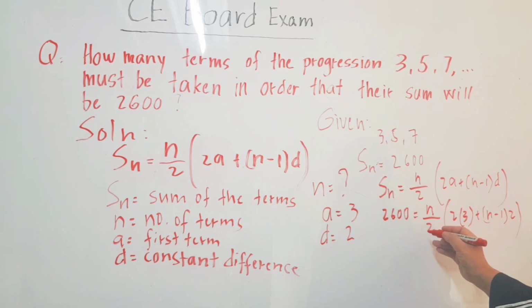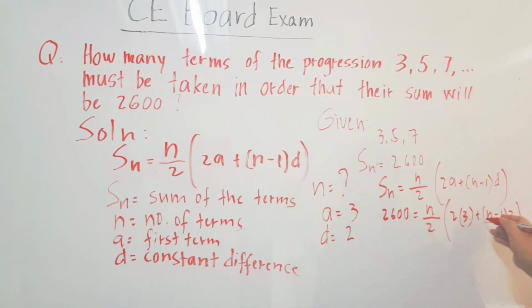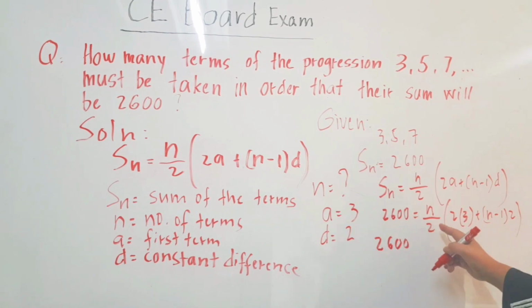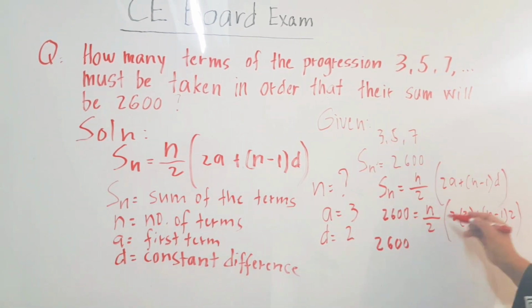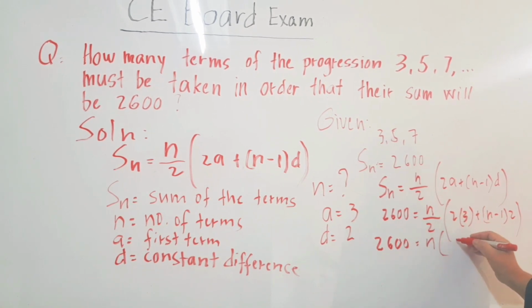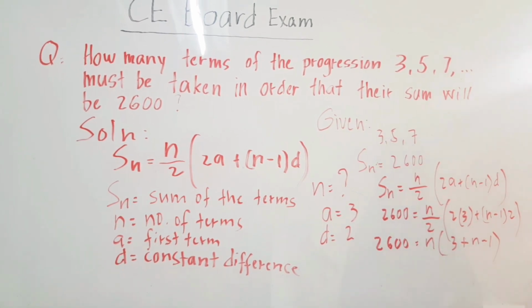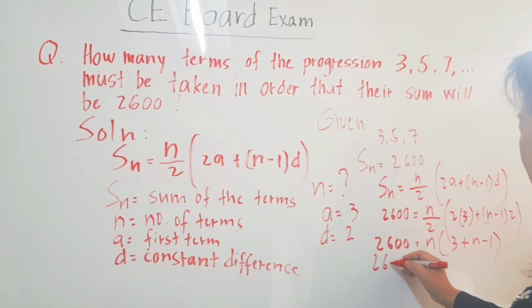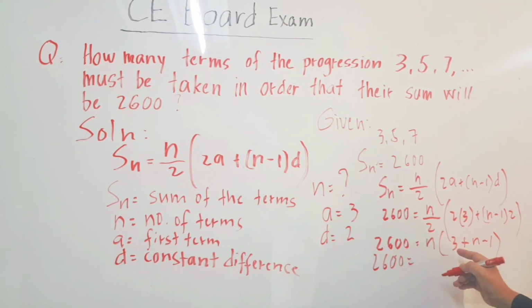Of course, we have the common 2 and 2, so we can cancel the 2 and 2. Therefore, 2,600. See, this 2 and 2 and this also have 2, so this can be cancelled. So, what will happen? This will be 2,600 equals n times 3 plus n minus 1. Therefore, to simplify this one, 2,600 is equal to 3 minus 1 is 2, plus n.